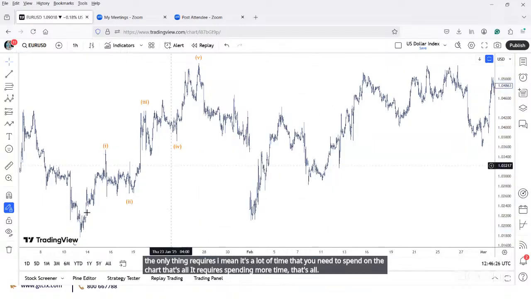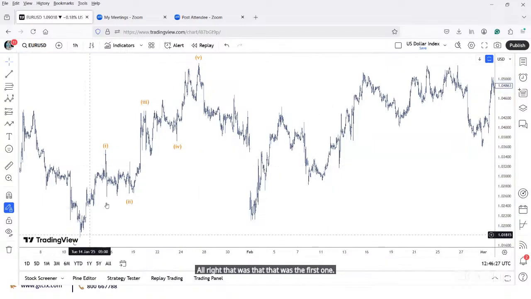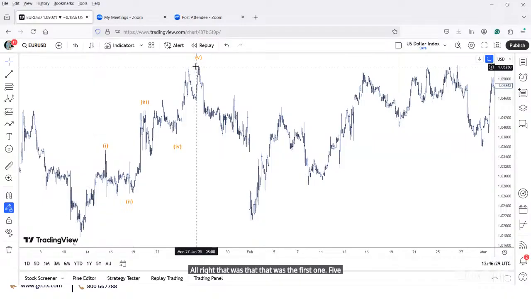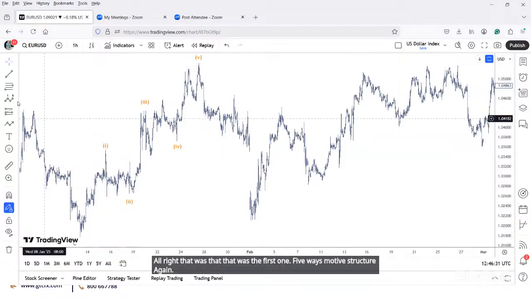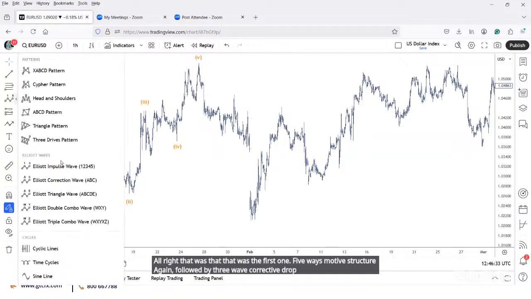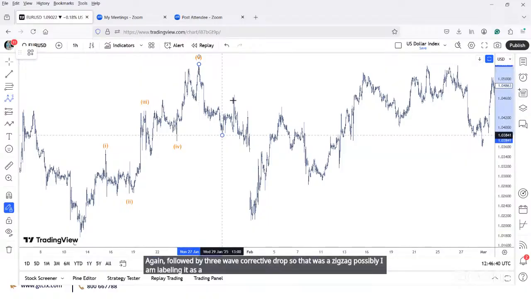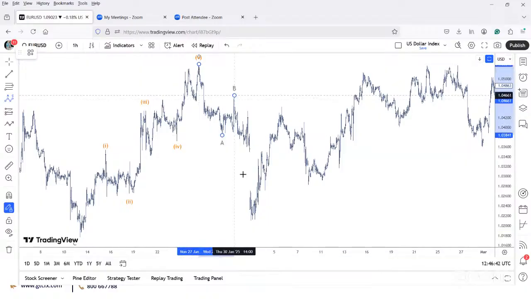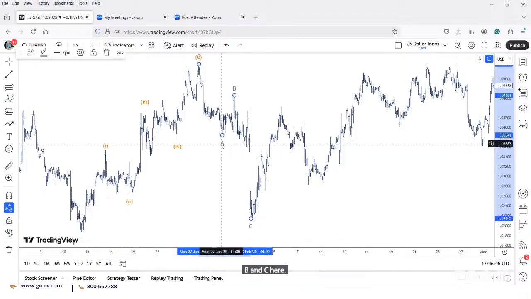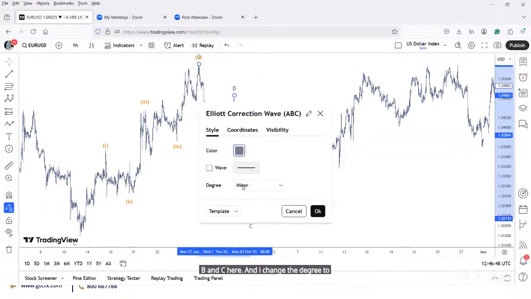All right, that was the first one, five waves, motive structure. Again, followed by a three wave corrective drop. So that was a zigzag, possibly. I'm labeling it as A, B, and C here. And I change the degree to minute.